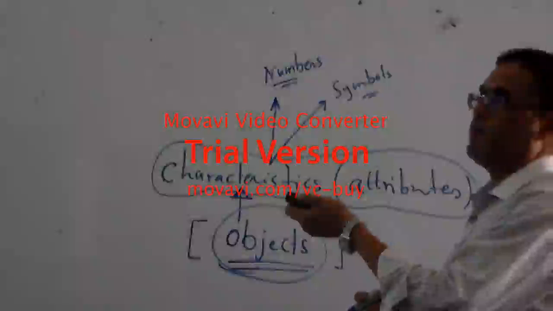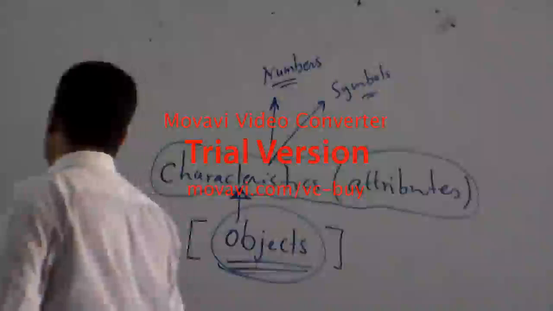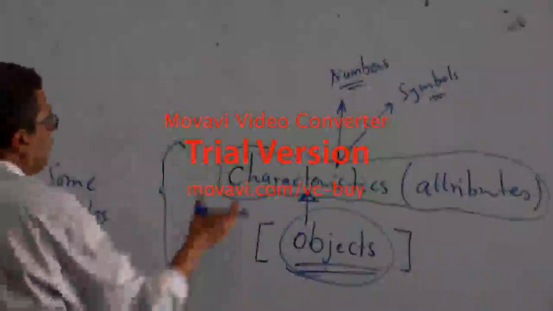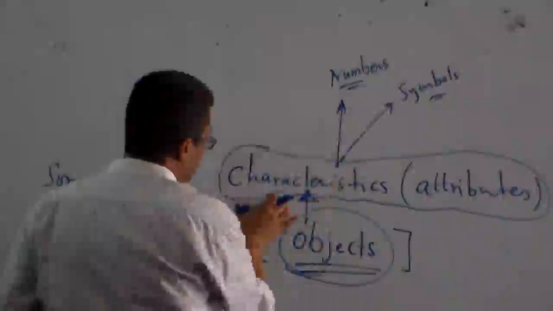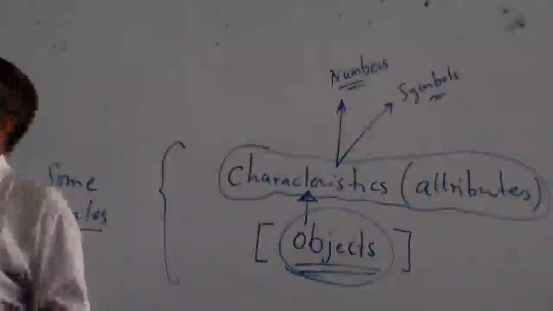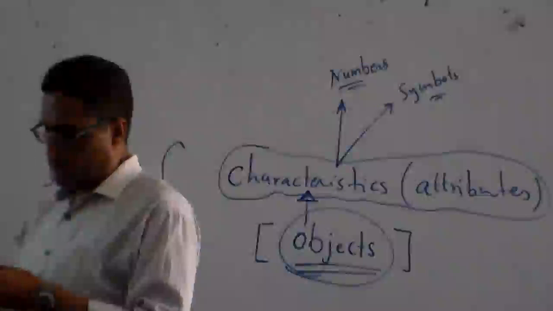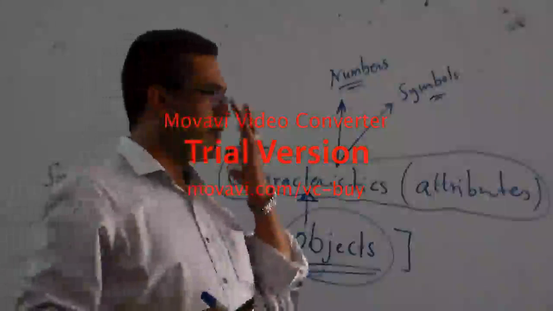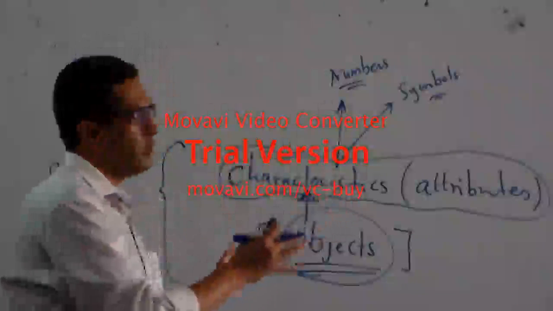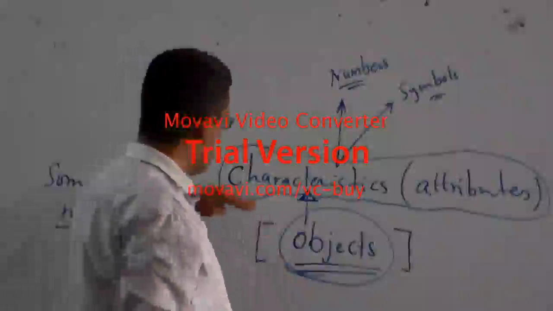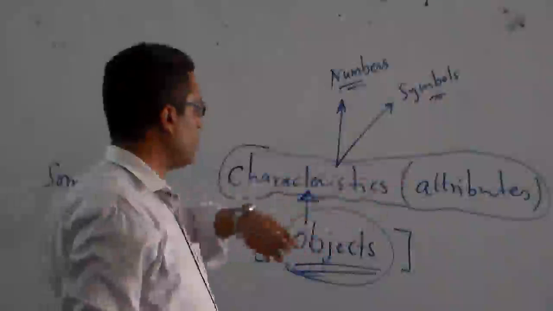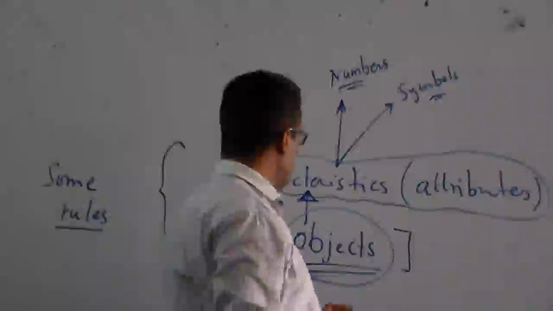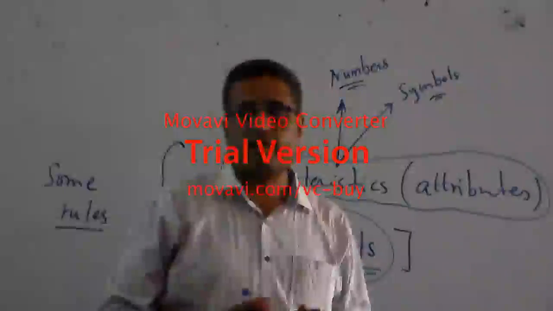According to a pre-specified set of rules. Of course, we have some rules. These rules control this assignment of numbers or symbols to the characteristics of objects. Okay, this is just an abstract definition. After that, we can see some examples. We have objects. These objects have some characteristics or attributes. We assign numbers or symbols to these characteristics to describe the objects.